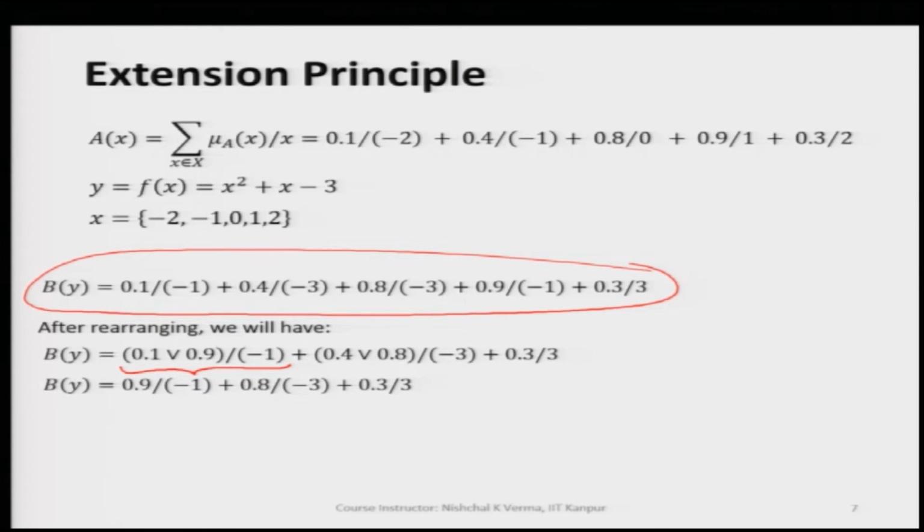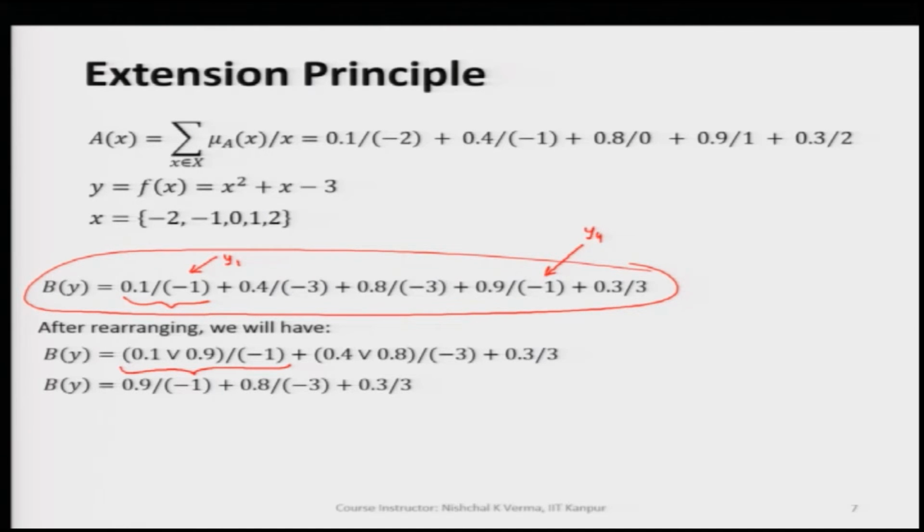This situation is a situation of conflict. That means for the same generic variable value, that is y equal to minus 1, we have two membership values. For y1 equal to minus 1, we have 0.1 as the membership value, and again here, this is y4. For y4 equal to minus 1, we have 0.9.